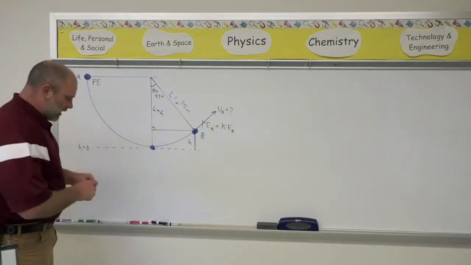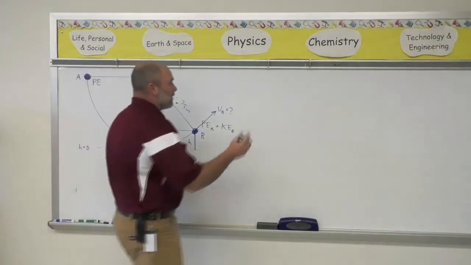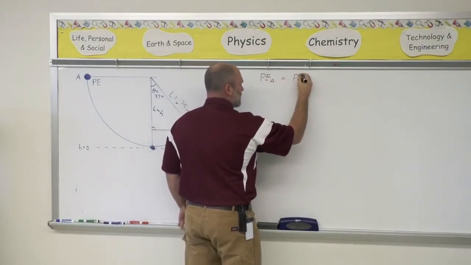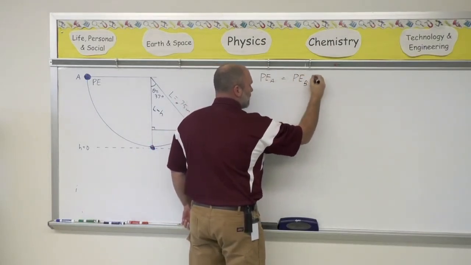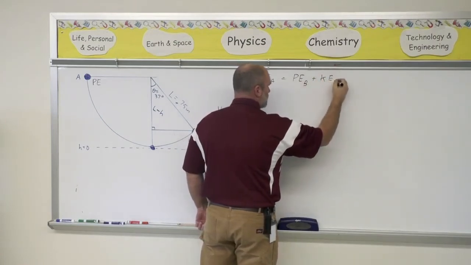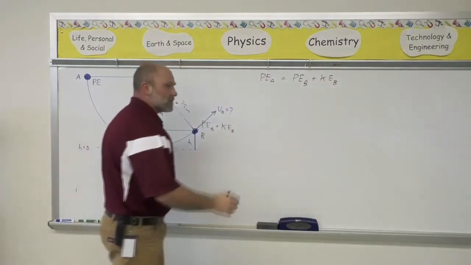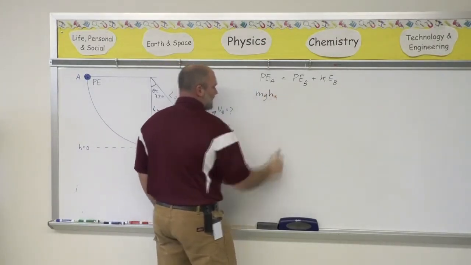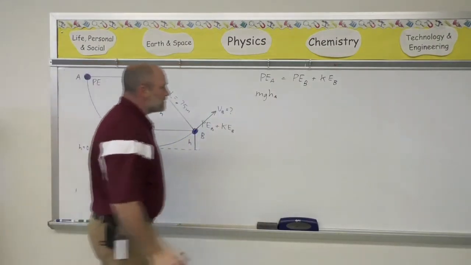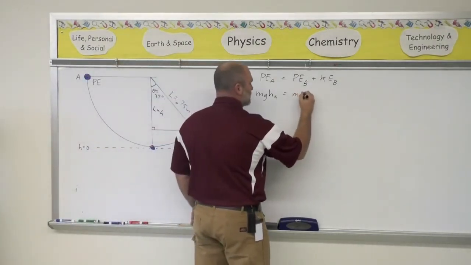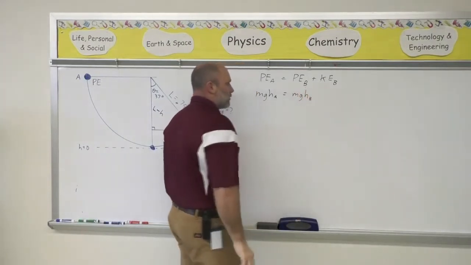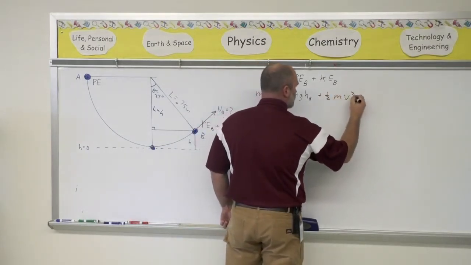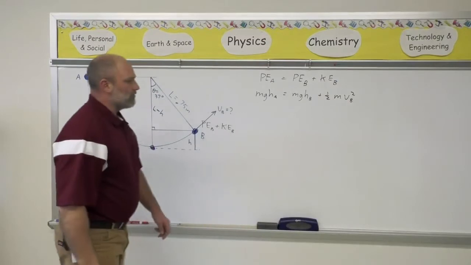But let's start with our conservation of energy equation. We're going to say this: the potential energy at point A is equal to the potential energy at point B plus the kinetic energy at point B. Once again, let's substitute some things that we know. mgh. Now, careful, this is the height at A. That is 0.75 meters. We have here the potential energy at B. That's that new height that we're going to need to figure out. And 1/2 mv squared. And that's actually what we're looking for, V.